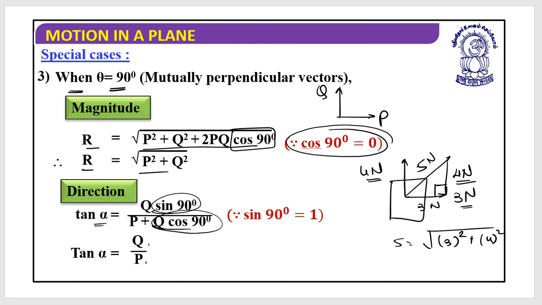Yes, now we know the vectors, so we can use this relation: R is equal to the root of P square plus Q square. Is it clear? Are you done with this? Any doubts? Is there any? No? So let's move to the next case.